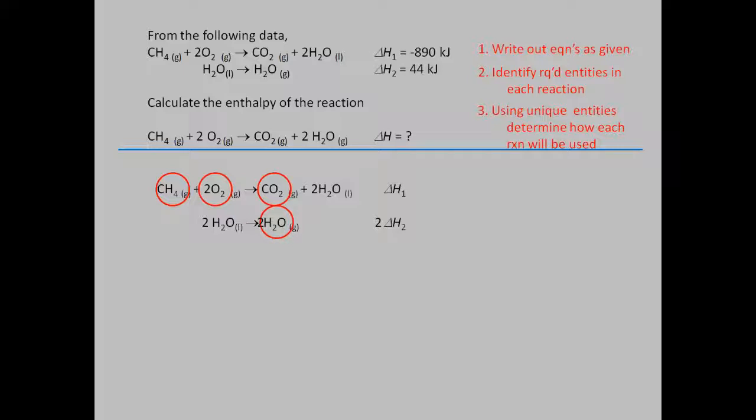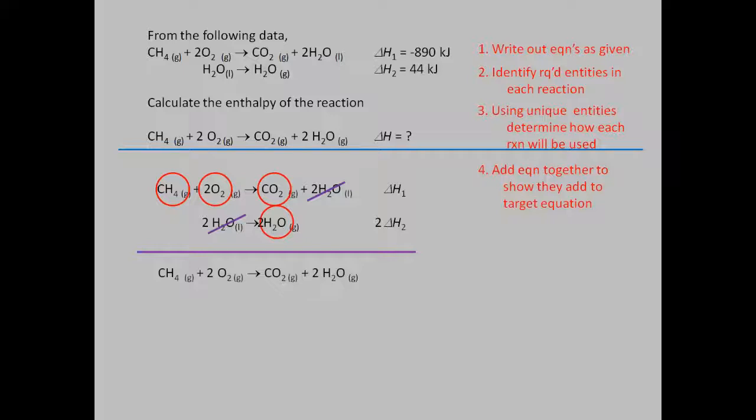Now I have all of the entities identified, and my next step is to add them up to show that they add to the target. If we do this properly and line up our arrows, then I can cancel things out and treat the arrows as an equal sign before I combine them. I have 2 liquid waters on the product side of the first reaction and 2 liquid waters on the reactant side of the second reaction. Since they're the same molecule in the same state, I can cancel them out.